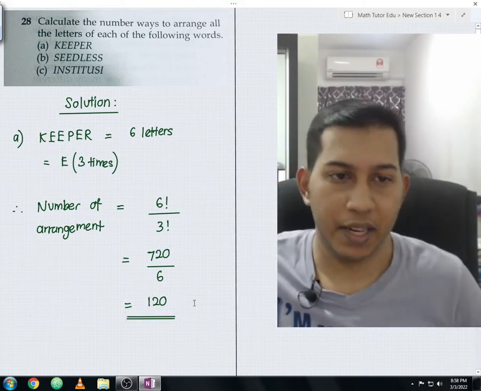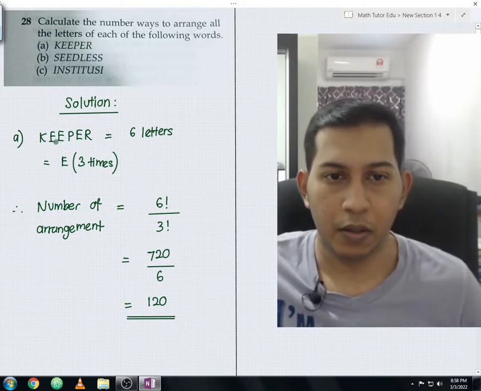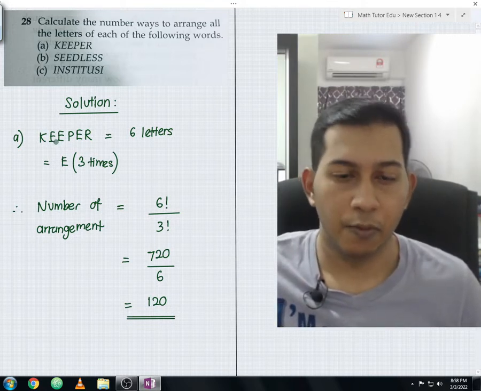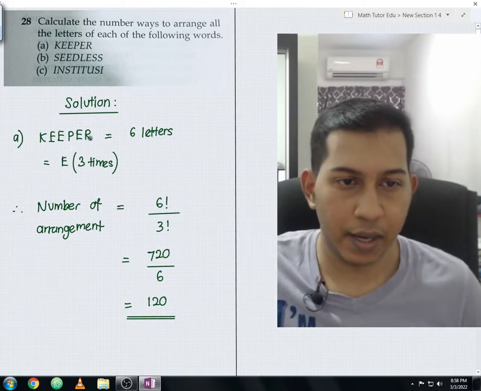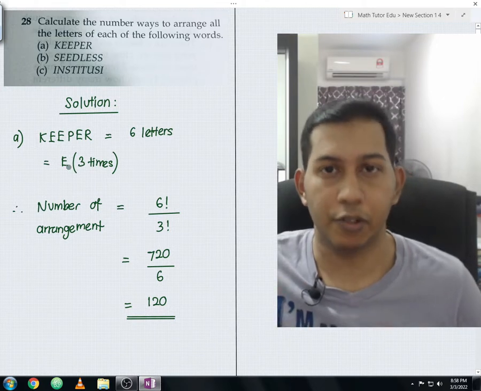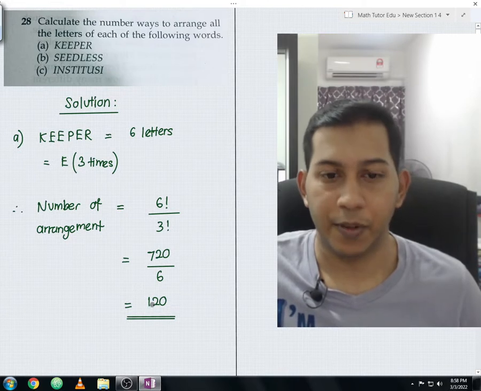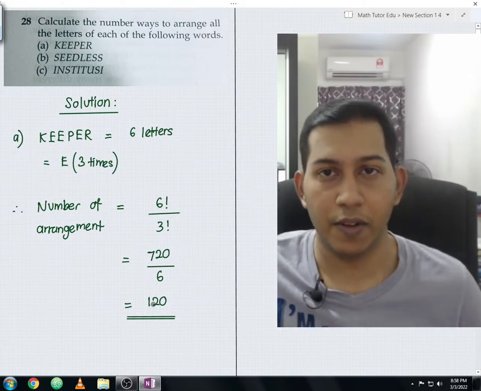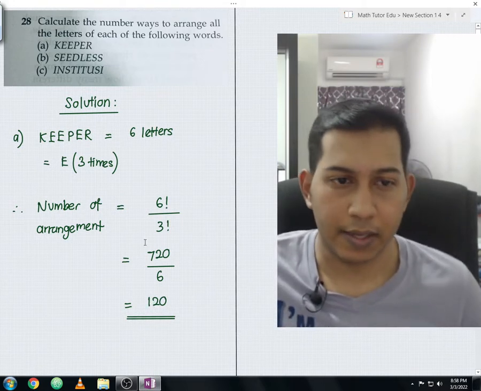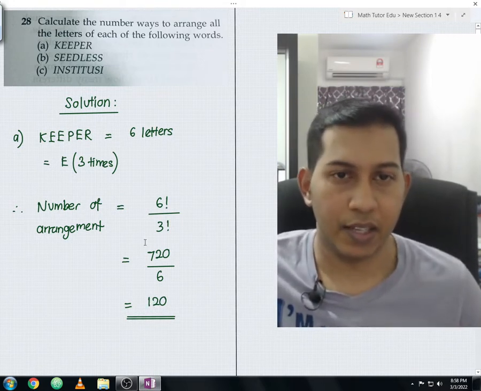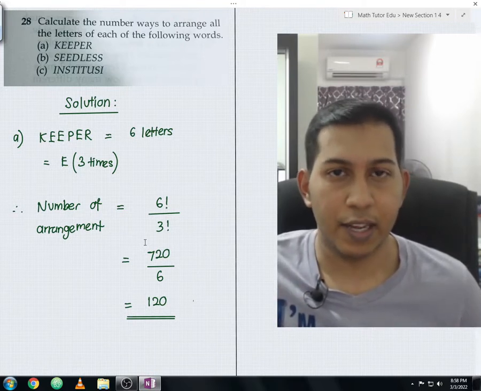Assuming that this word doesn't have any repeated letters, your number of arrangements would be 6 factorial. But since keeper has letter E repeating 3 times, you need to divide by 3 factorial, and see the difference over here. It's a huge difference when you involve repeated letters. I hope you understand the concept behind this. This is the exercise involving repetition. It can be numbers or letters, but in this case we are dealing with letters.